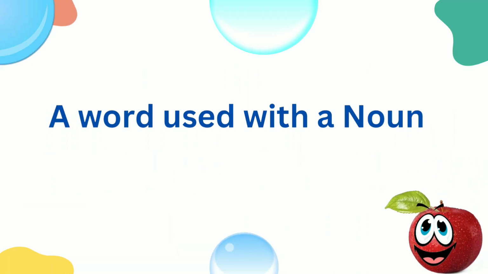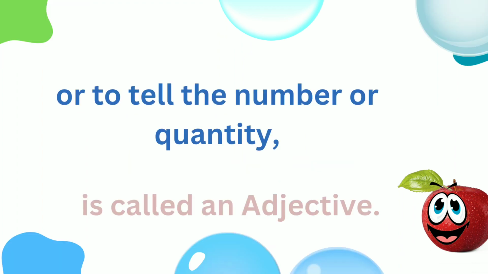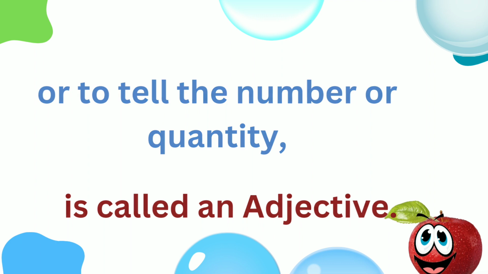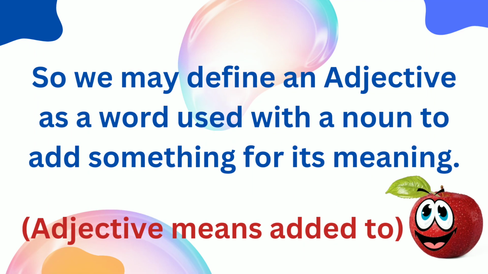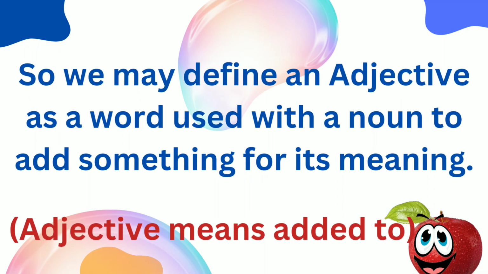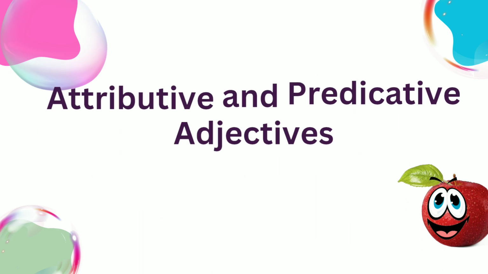A word used with a noun to describe or point out or to tell the number or quantity is called an adjective. So we may define an adjective as a word used with a noun to add something to its meaning.